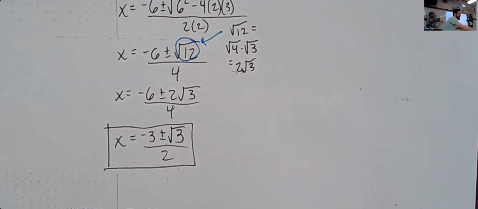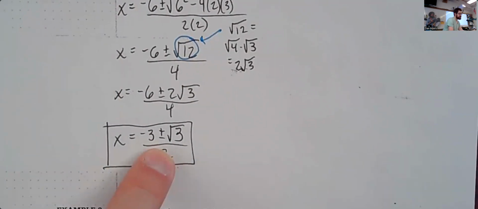And your book is going to be asking you to write the answers in what we call simplest radical form. So basically reduce them to that.